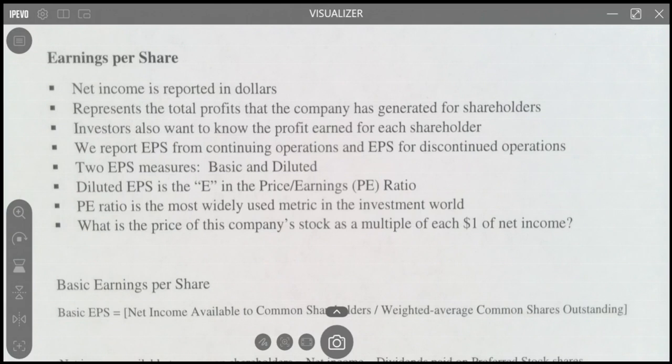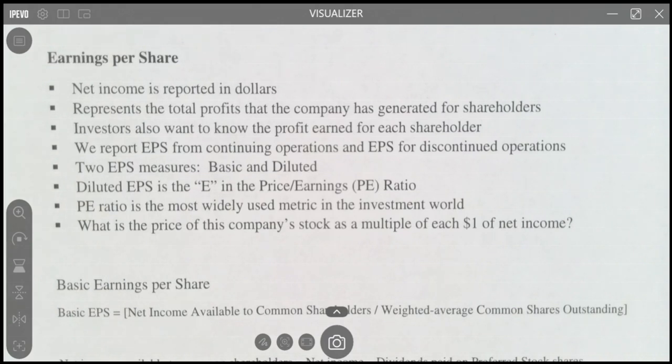We're going to show the investors and the users of the financial statements two earnings per share measures: basic earnings per share and diluted earnings per share. You will see how diluted earnings per share is calculated in a very sophisticated manner in an upcoming course in the financial reporting series. By the way, diluted earnings per share is the earnings in the price to earnings ratio.